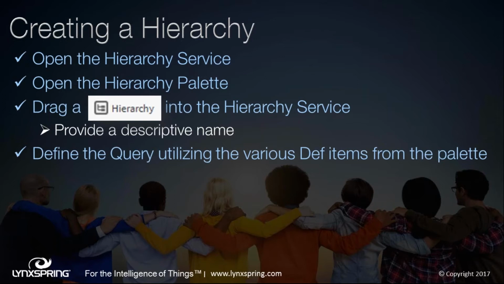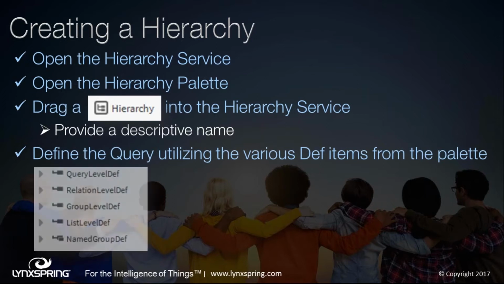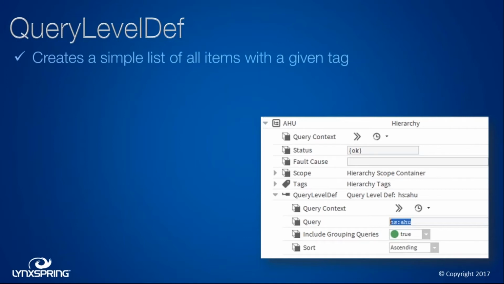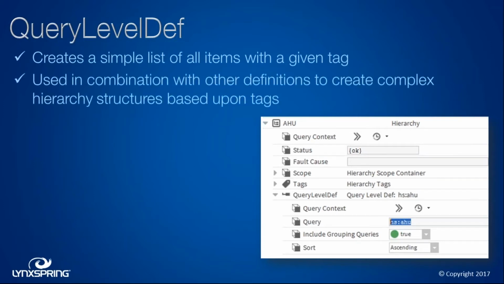Underneath that, we get into how we actually are going to define these. So there are 5 different types of definitions that we can use in order to define our query. We can use a very simple query level def, which is what we'll talk about first, but we'll walk through all of these. They work in combination with each other, so we can stack them in order to create very complex hierarchies. As I said, the query level def is our very basic level definition. It creates a simple list of any items that have a given tag.